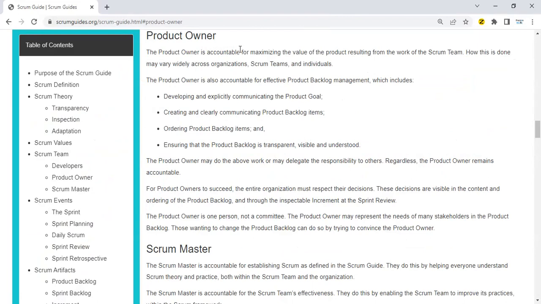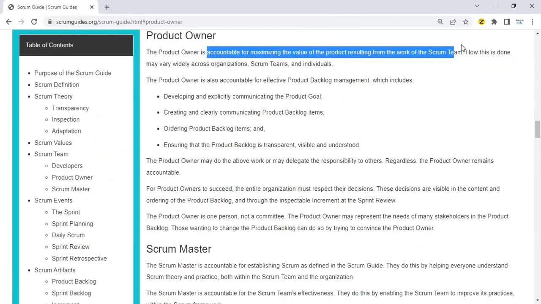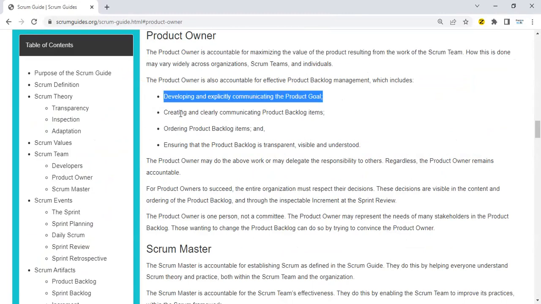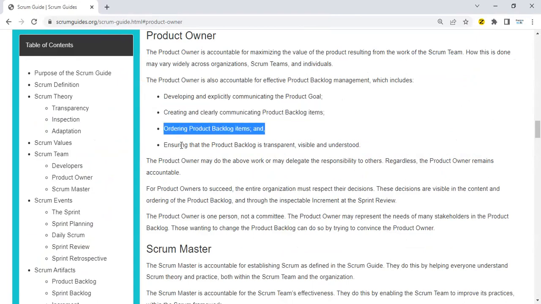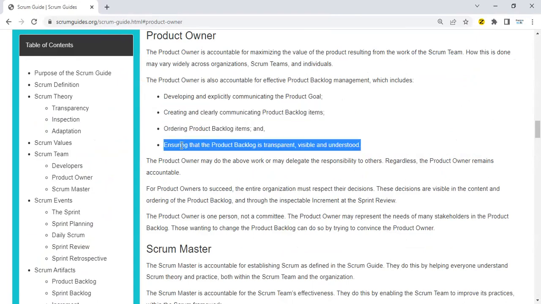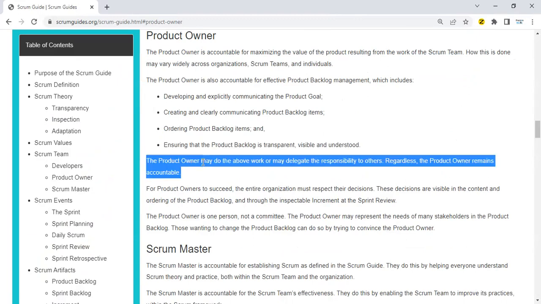Product owner is accountable for maximizing the value of the product resulting from the work of the Scrum team, accountable for developing and communicating the product goal, creating and clearly communicating product backlog items, ordering product backlog items, ensuring that the product backlog is transparent, visible, and understood. And they may do this all alone, or they may delegate it. But regardless, they are accountable.